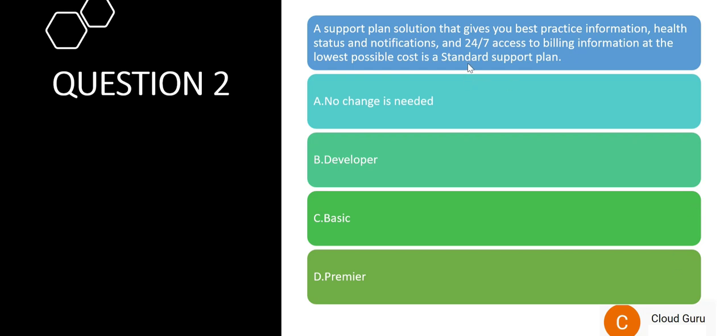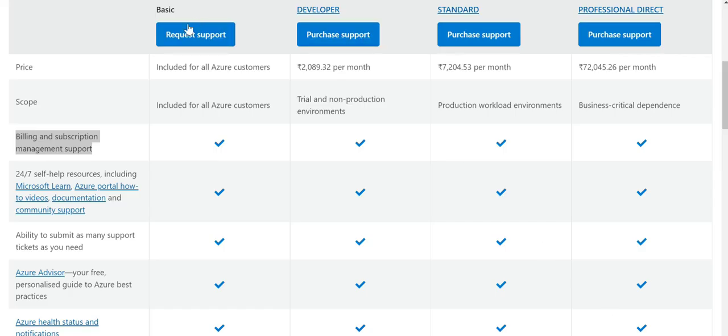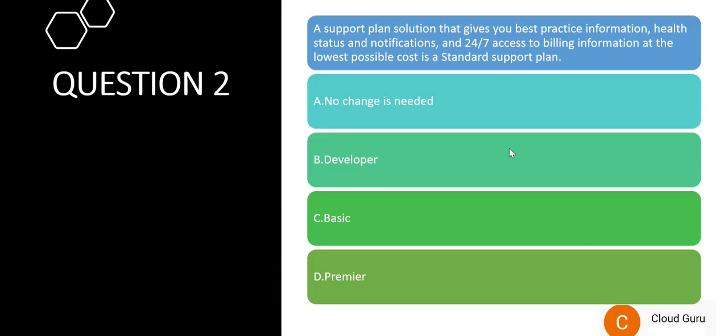Here they are applying the standard support plan. Standard comes after developer here, so it is expensive. You see this, $7,204 per month. Professional is Rajnikant, $72,000 per month. This basic plan is like us. Hence, here basic would suffice.